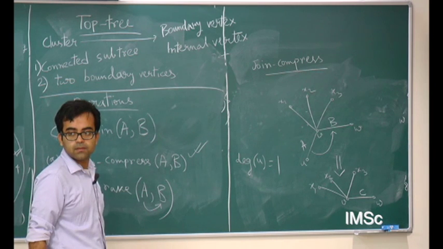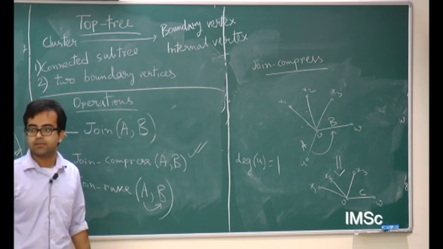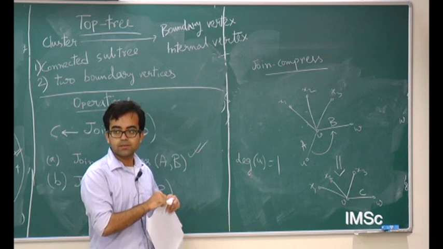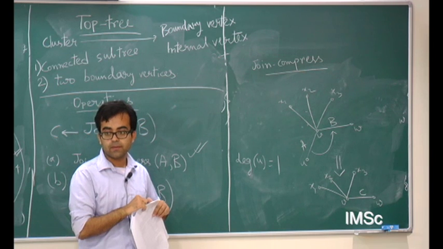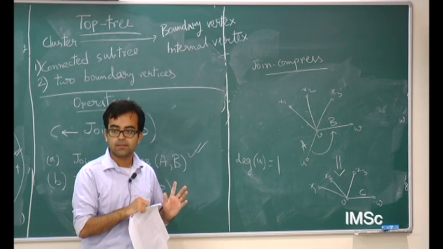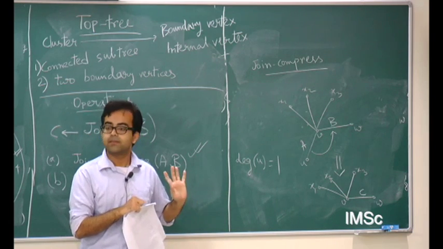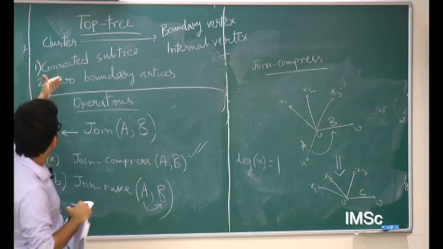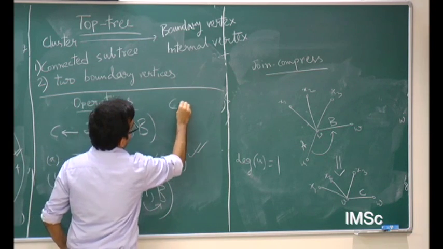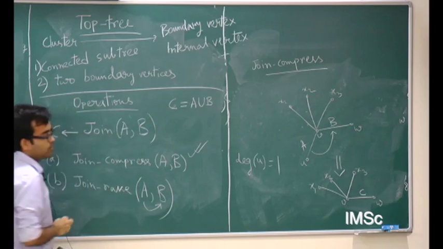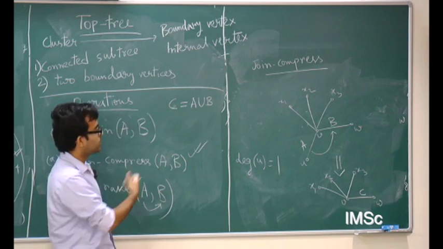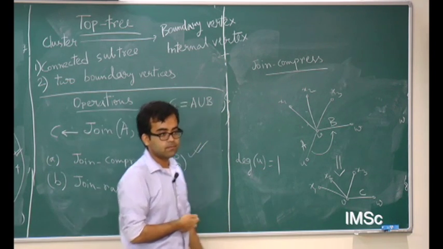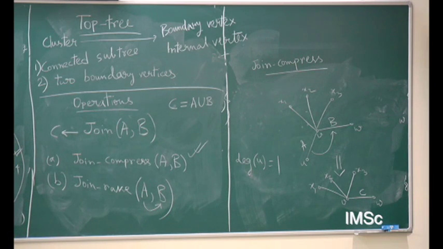Clear? Any question? Divya, are you following this? You are taking A, B, and let's call that C. And for that, we are now defining 2 new boundary vertices, V and W. That is it. Join means C is the union of A comma B, always. And for join rake, there is the constraint that degree of U is equal to 1. Why do we need this constraint? Because otherwise C will have 3 boundary vertices. So this handles the case that was asked.